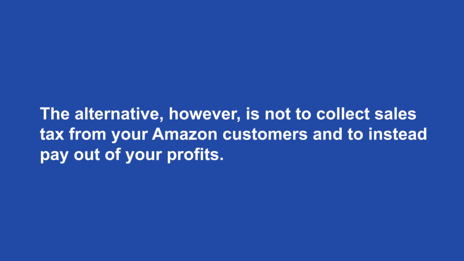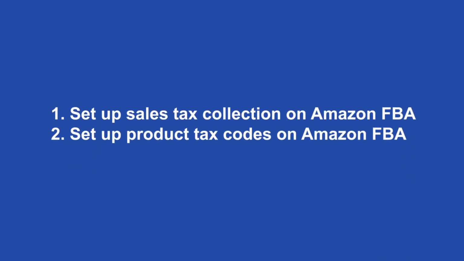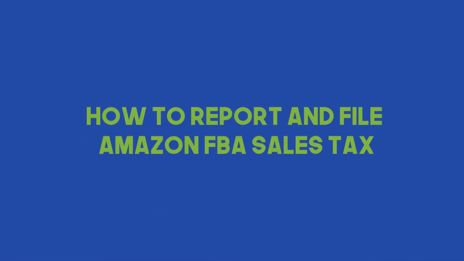The alternative, however, is not to collect sales tax from your Amazon customers and instead pay it out of your profit. That depends completely on your own calculations if you want to do that or not. But my personal preference would be to keep it simple and go through the 2.9% at Amazon. So number one is to set up sales tax collection on Amazon FBA, and number two is to set up product tax codes on Amazon FBA. These are the two tasks you must do, and make sure that you follow the Amazon setup process. Number 10, and the last one on my list, is how to report and file Amazon FBA sales tax.